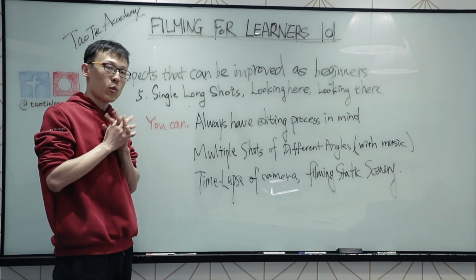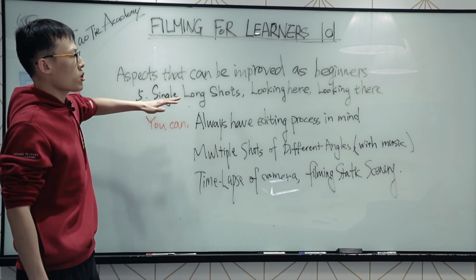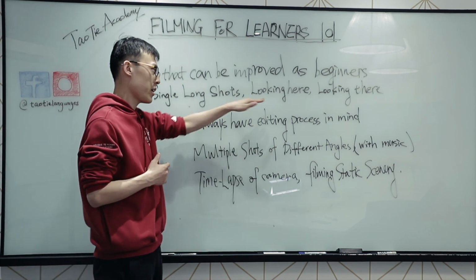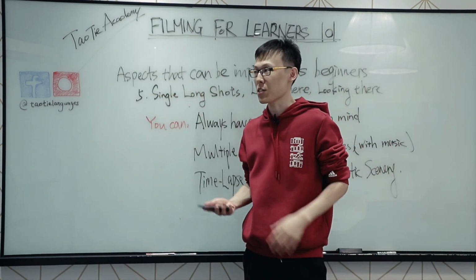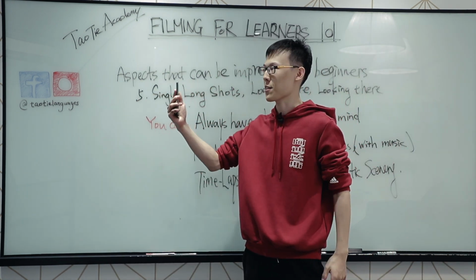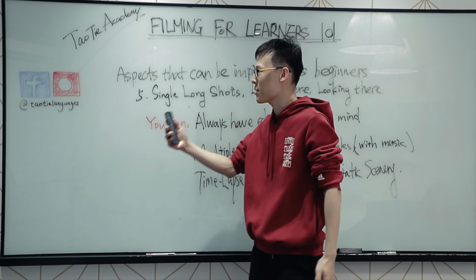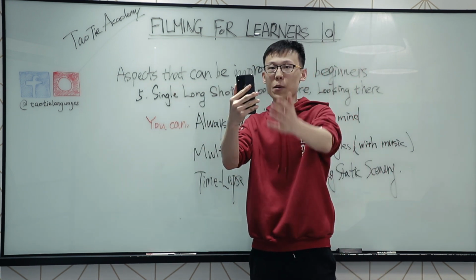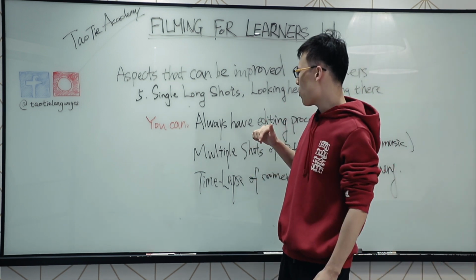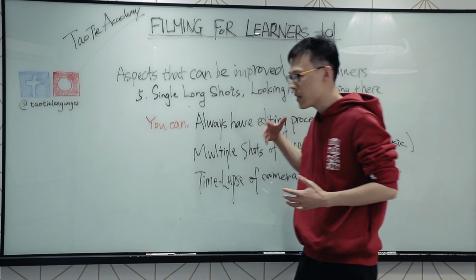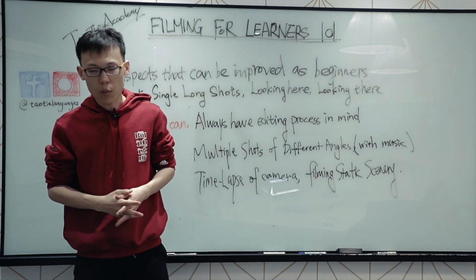Okay, so next one, the fifth one, single long shots. I would describe it as looking here and looking there. So how are these shots made? I can imagine the contributor is holding the camera like so. This is my fan right here. This is the blackboard. That is the camera. Don't film it this way. You will need to always have the editing process in mind when you are filming.